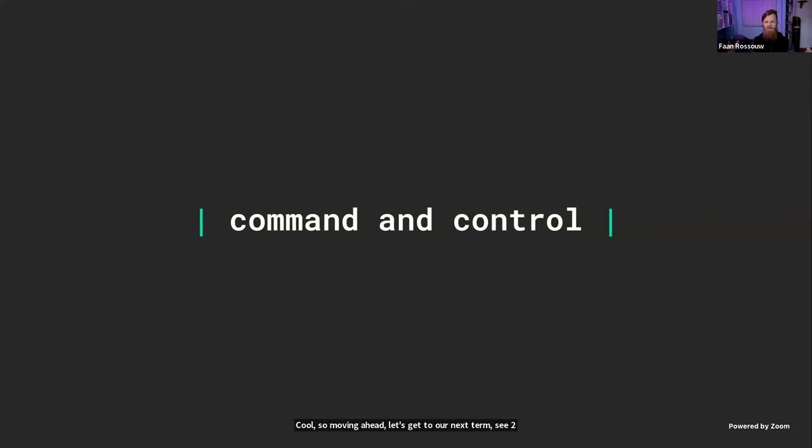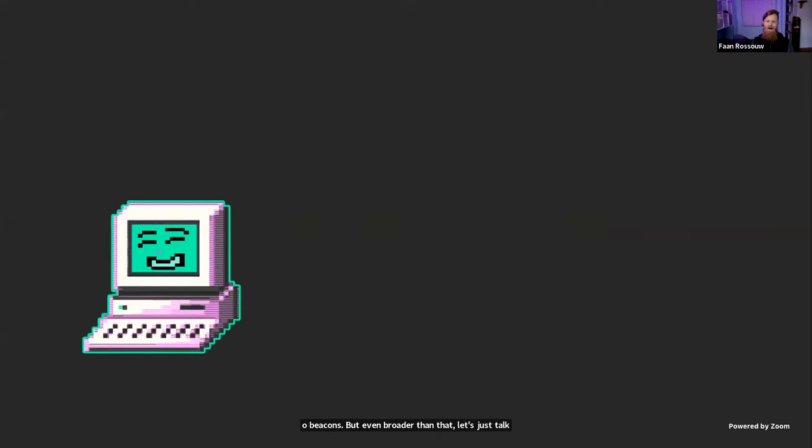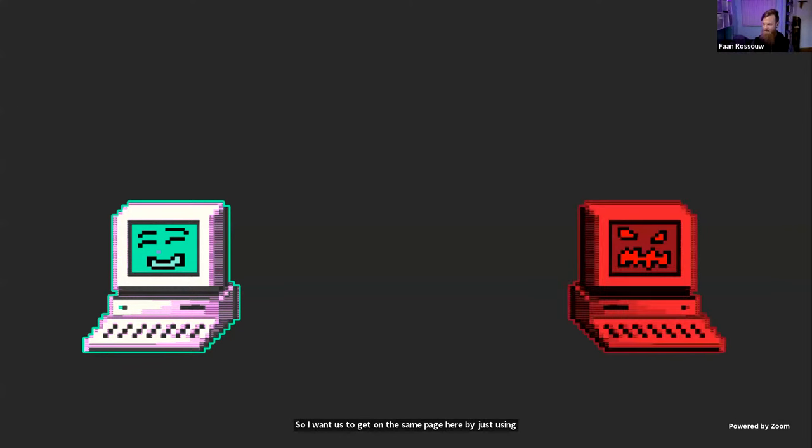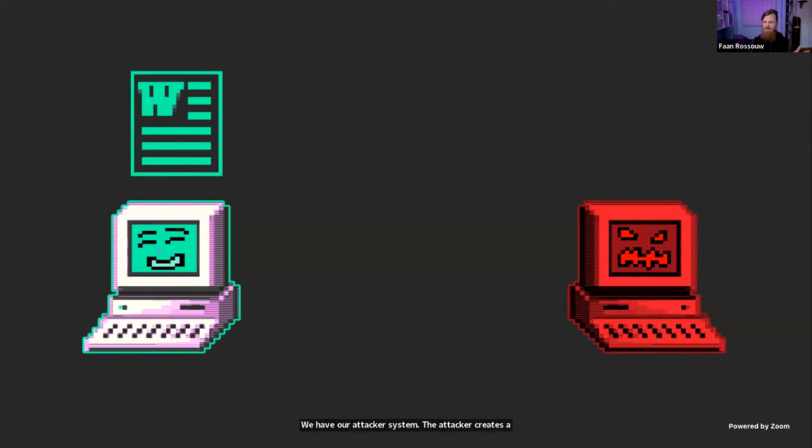But even broader than that, let's just talk about what C2 or command and control is. So I want us to get on the same page here by just using a very simple example. And so we have our victim system here. We have our attacker system. The attacker creates a spear phishing email, sends it to the victim. It contains, you know, urgent invoice 5000.docx.